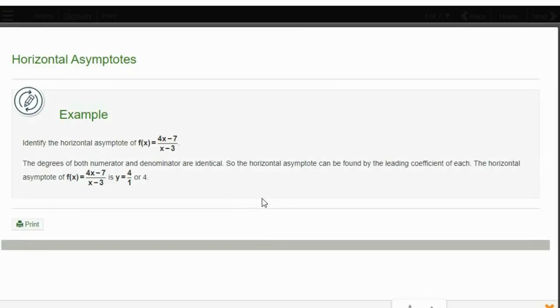There's one more example. Identify the horizontal asymptote of 4x minus 7 over x minus 3. This is very much like the one I did just a minute ago. This is an x to the first. This is an x to the first. So it's a 4 over 1 fraction, or y equals 4 is going to be the horizontal asymptote.